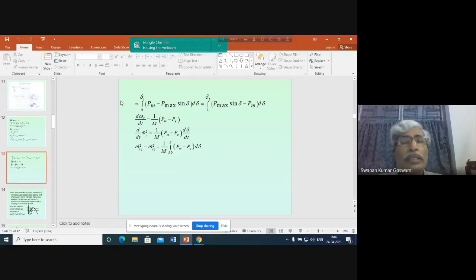If we can assume that only two such generators are available in the system, then obviously there will not be any other oscillations present in the system. Since other oscillations are not available, we can decide whether the system is stable or not by observing the first swing only. The equal area criterion helps us decide stability by observing the first swing only. So we assume that no other oscillations are present in the system.